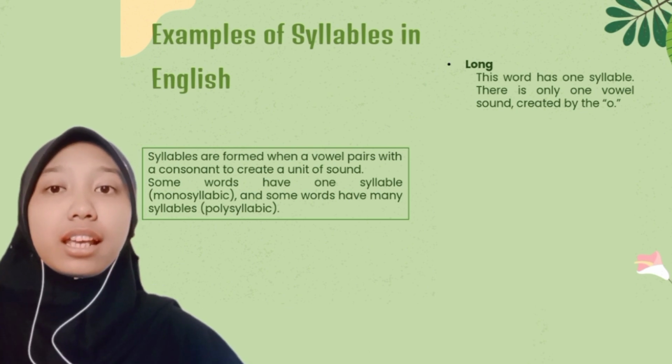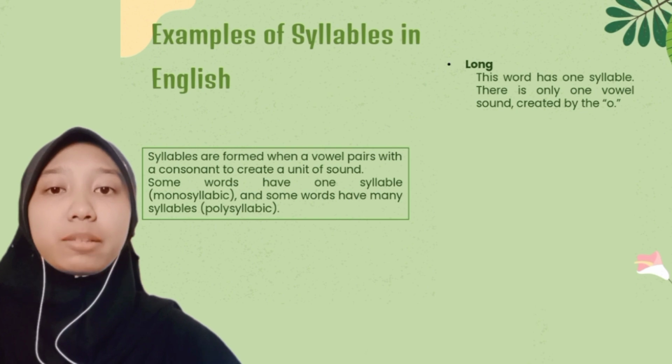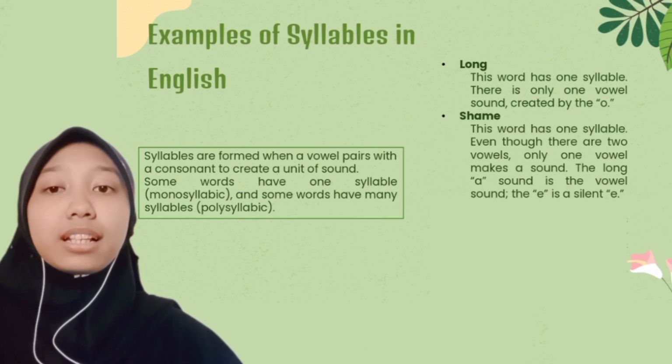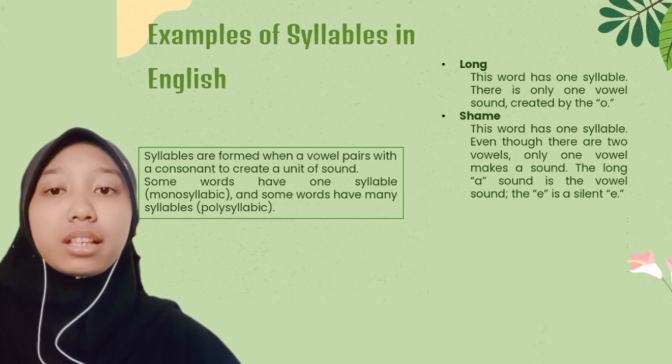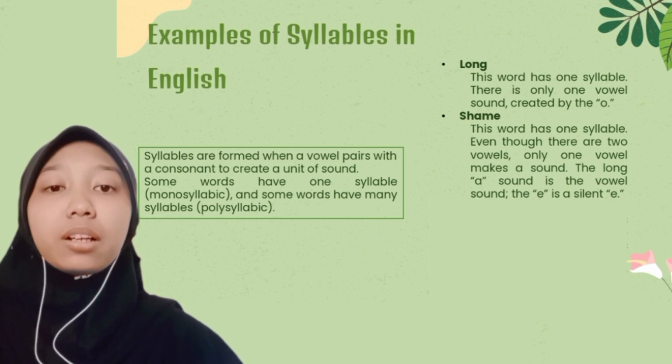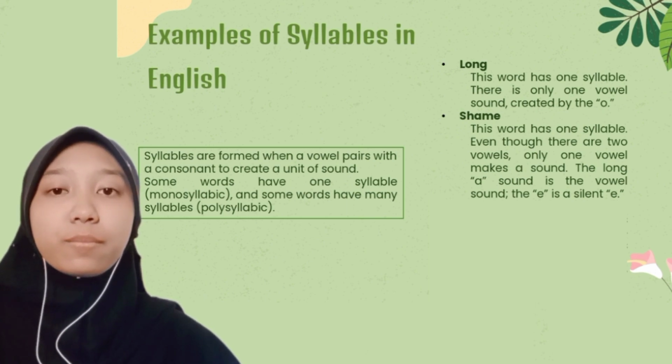The first is long. This word has one syllable. There is only one vowel sound created by the O. The second is stamp. This word has one syllable. Even though there are two vowels, only one vowel makes a sound. The A is a silent A.